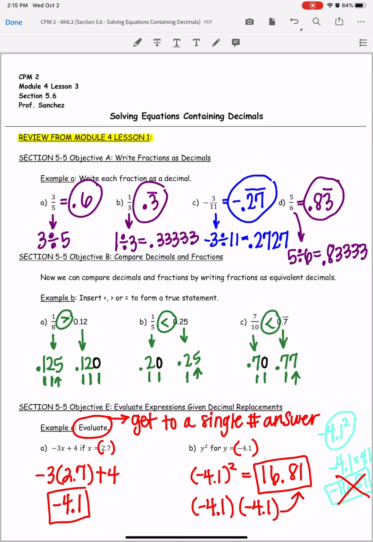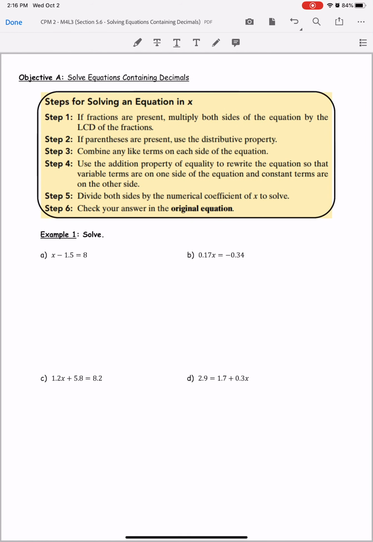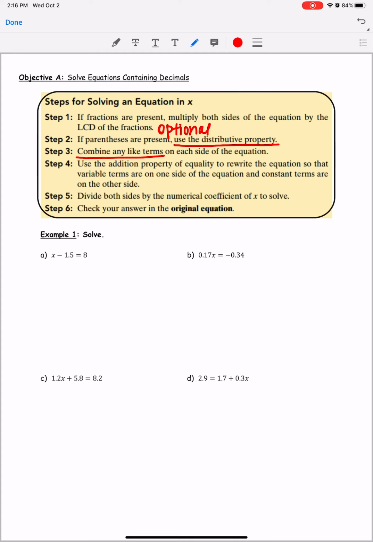Okay, so far this has just been a review. So let's turn this page and let's get into the actual lesson, which is solving equations that contain decimals. Okay, so here's our steps for solving for x. It says if the fraction is present, multiply both sides of the equation by the LCD. Okay, and this really and truly is an optional rule. If parentheses are present, use the distributive property. We need to combine any like terms.